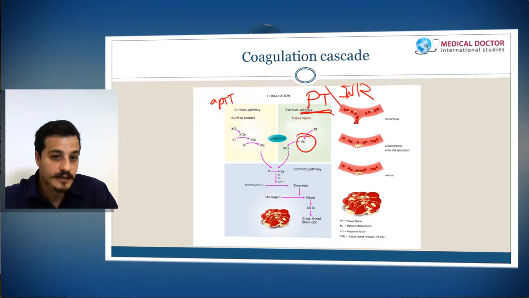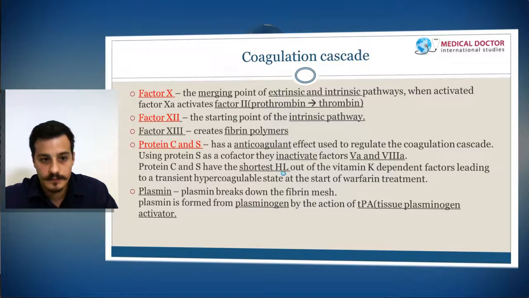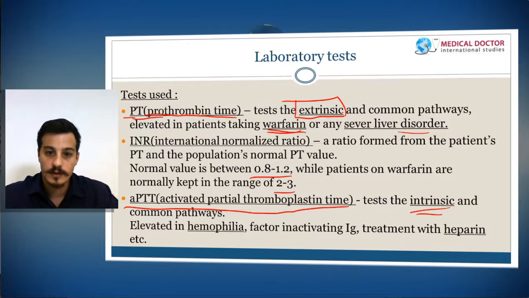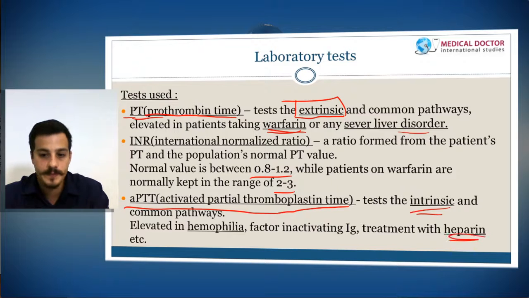And for this reason, for example, we say that the hemophilias, affecting, just as an example, factor 9, if we have hemophilia B, would be associated with elevated APTT. Another point to remember about APTT is, as we said, that INR is used for monitoring warfarin effect, while APTT is used for heparin effect.